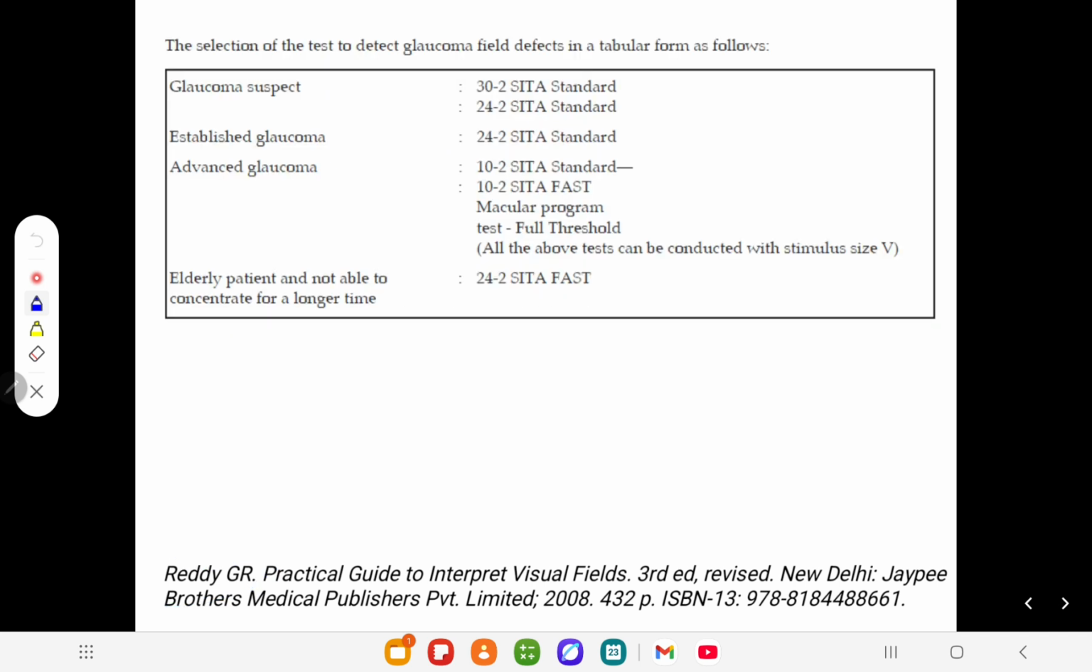See, again I came to this. Okay, the selection of the test to detect glaucoma field defect in a tabular form. So you suspect glaucoma, then there are two things you can do: 30-2 SITA standard or 24-2 SITA standard. We will definitely discuss between these two why we can choose 24-2. Okay, but let's just think, whenever you suspect something, 30-2 is a better idea, but you can also do 24-2.